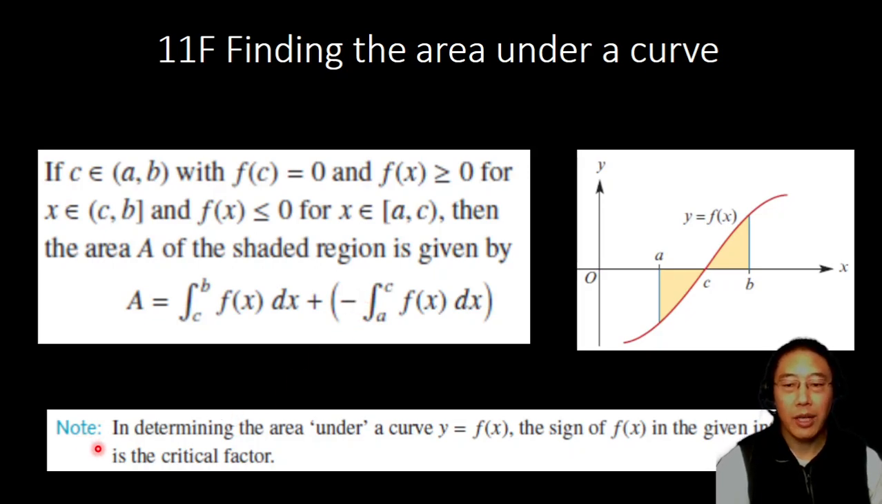So annotated here, when you want to determine the area under the curve, the sign of the function f of x in the given interval is a critical factor. It is very important that you analyze the sign of the function and adapt, keeping the positive or taking the negative if the function is below the axis.